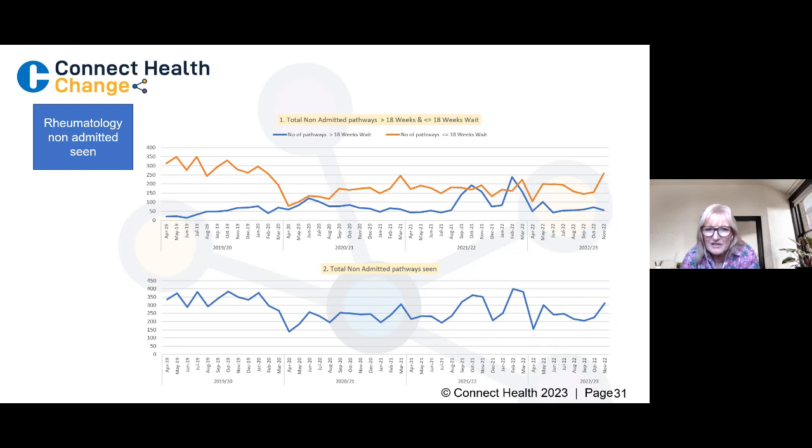You can see the over 18 weeks have had some initiatives in the middle there, October, February 22 and October 21 sort of time, and then activities dropped off again.